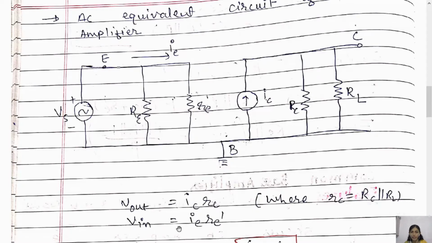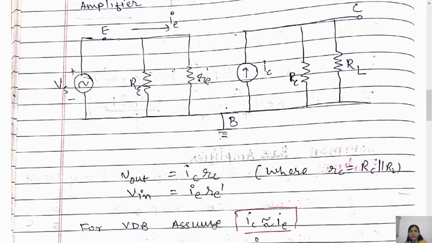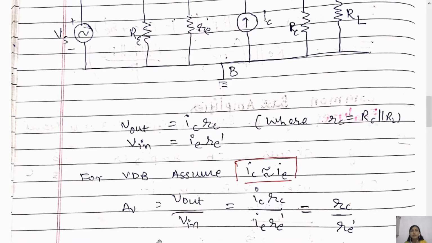Similarly, the V in formula: the input current is IE. Look at this in the circuit diagram of the AC model. IE is the input current and re dash is the main input resistance. For the VDB circuit, meaning the voltage divider biasing circuit, we assumed that IC is approximately IE, so we can also write IC equal to IE. In further analysis, we can simplify the equation easily.